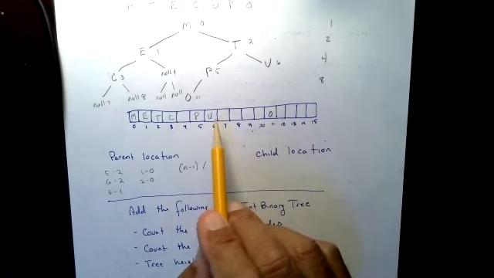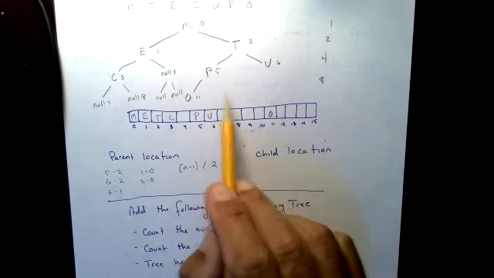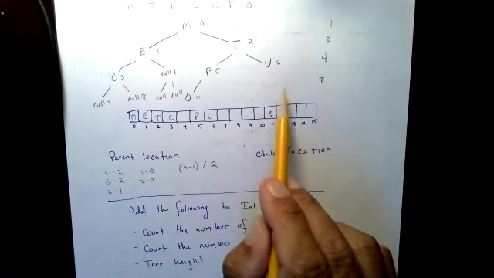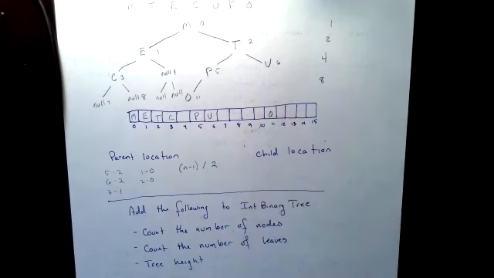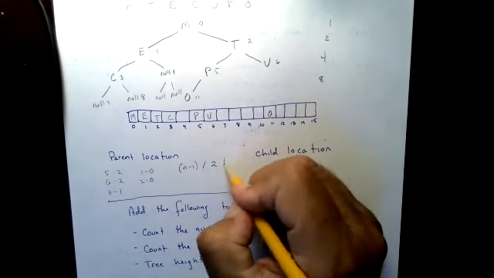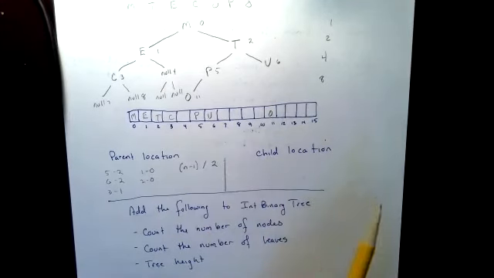Its parent would be U. So if I kept going, here's 12, here's 13, here's 14. 14's parent would be U. Somebody say, oh. Oh, okay, good. All right. So that's the first part.